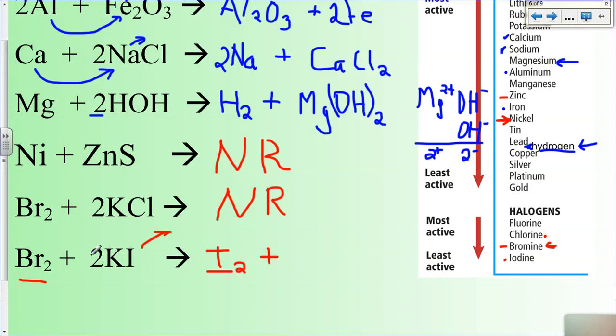Now, I have two potassiums and I have two bromines. The metal always gets written first. So I've got two potassium and I've got two bromines right here. And what should happen to that two and this two? It should be pulled out and put in front as a coefficient. So we have our reactions taking place here.